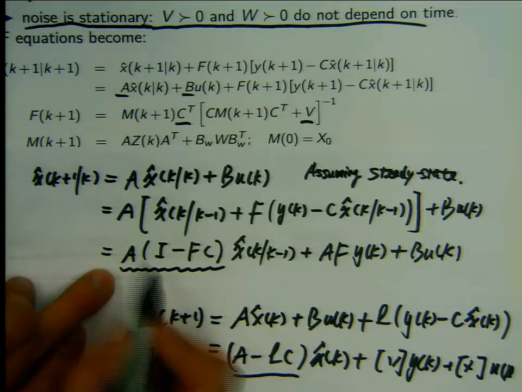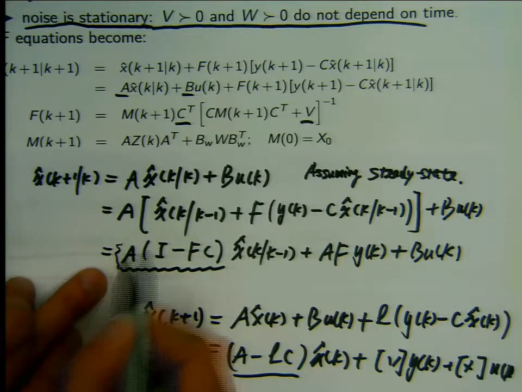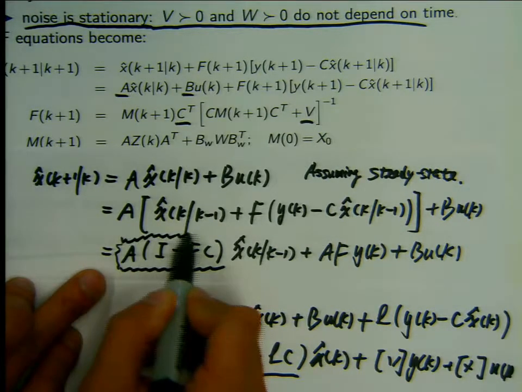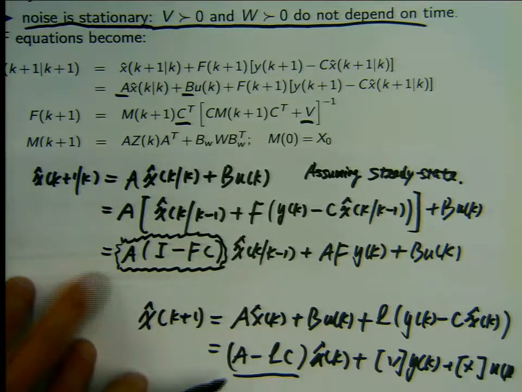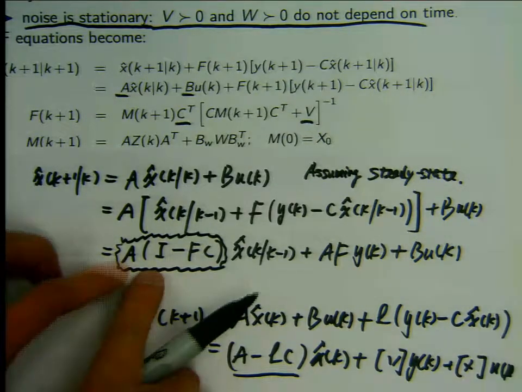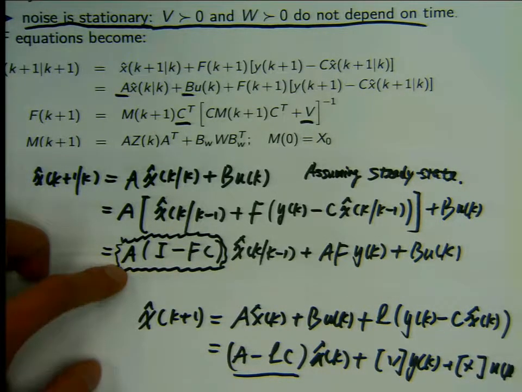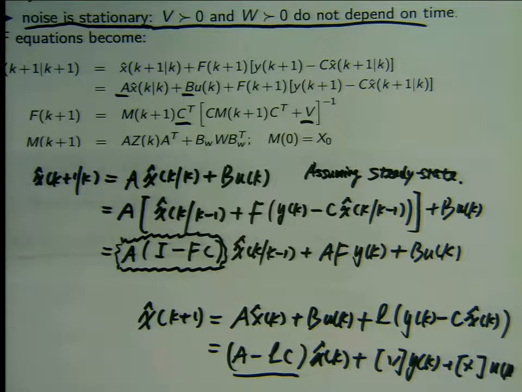Now, the nice result is, if we do that, this matrix is guaranteed stable. By stable, I mean the eigenvalues are inside the unit circle. So that's something nice, and I want you to be able to understand that. Okay?